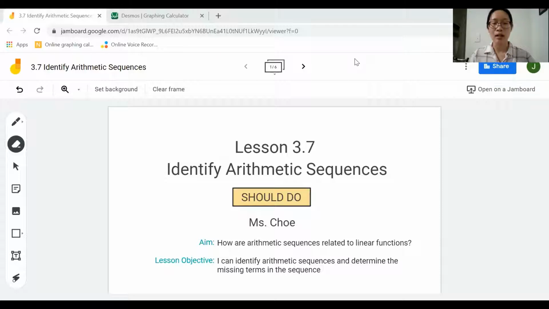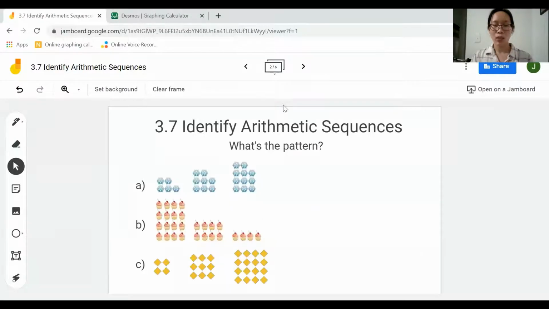Our aim today is how are arithmetic sequences related to linear functions, and our lesson objective is I can identify arithmetic sequences and determine the missing terms in a sequence. One thing I like about sequences is that you get to be a detective. So take a moment to pause the video and find out what's the pattern in each of these sequences below.